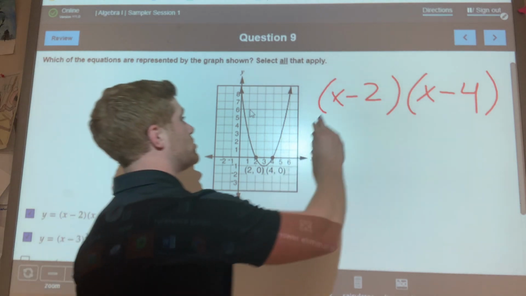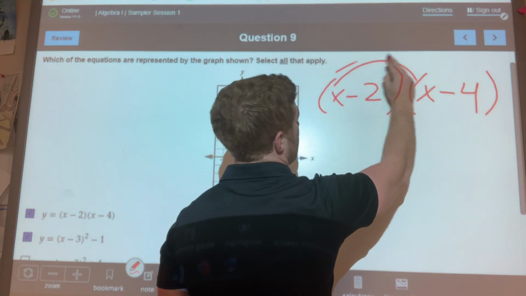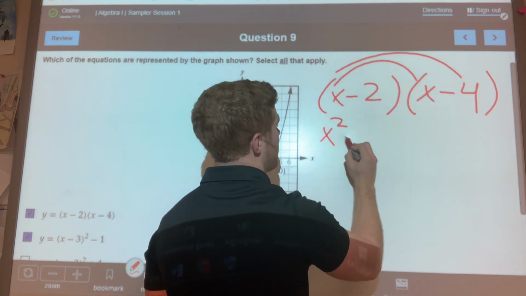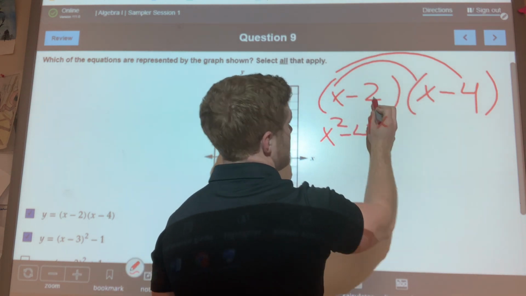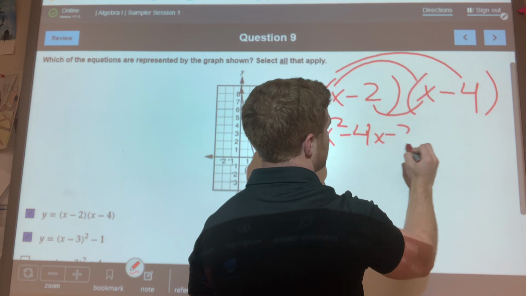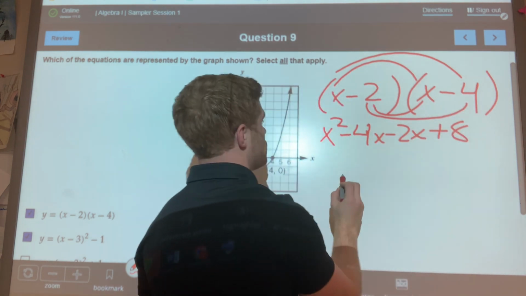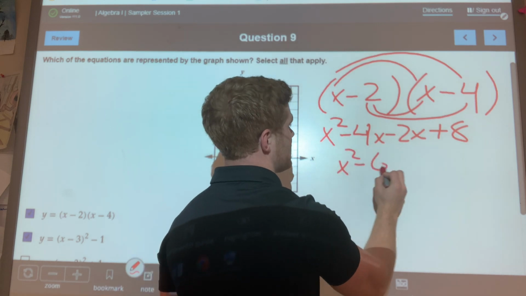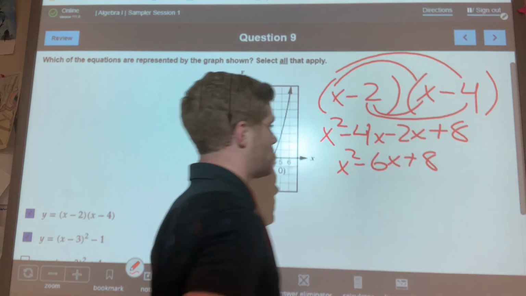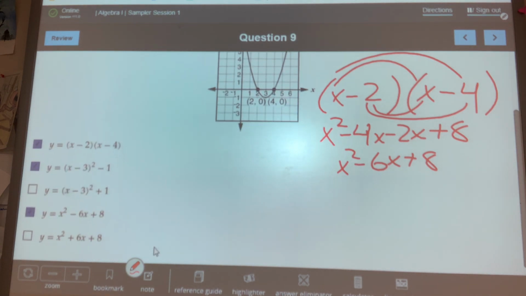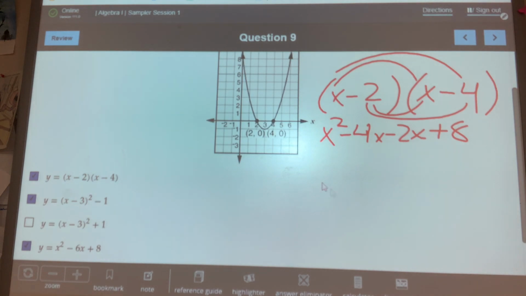Now if I were to distribute this, x times x is x squared, x times minus 4 is minus 4x, negative 2 times x is negative 2x, and negative 2 times negative 4 is positive 8. So I'm left with x squared minus 6x plus 8, just like that. And I believe that is also one of our answers. It's going to be this answer here. And our final answer is going to be B.